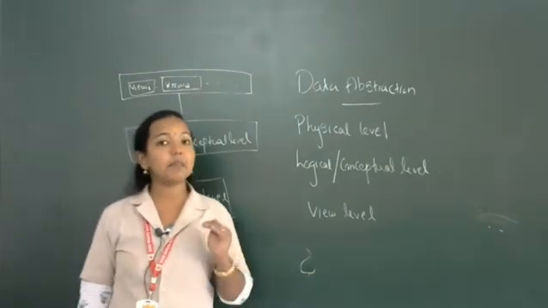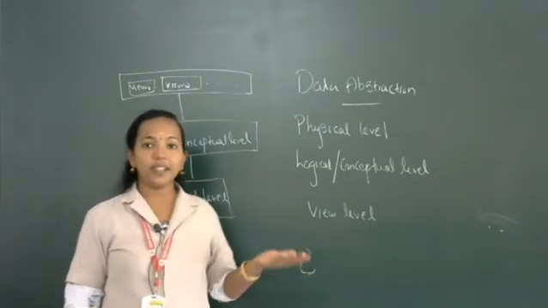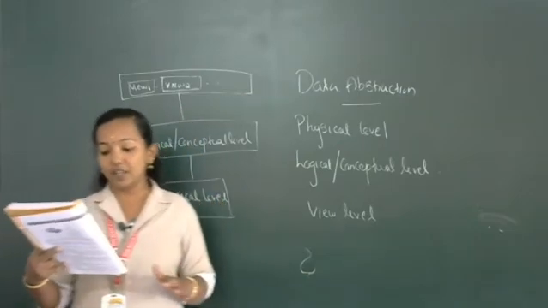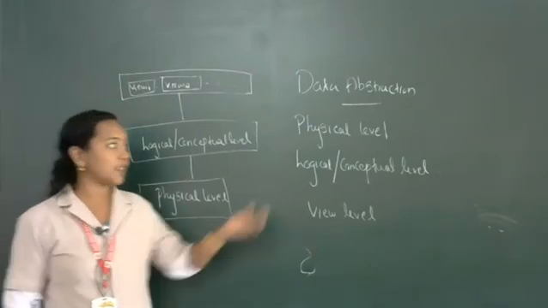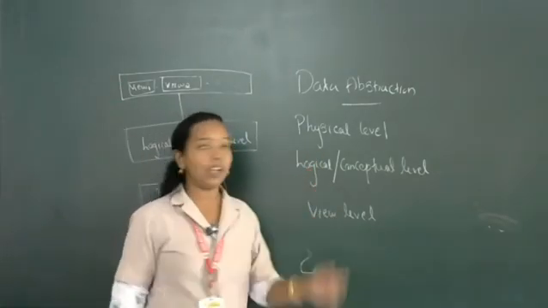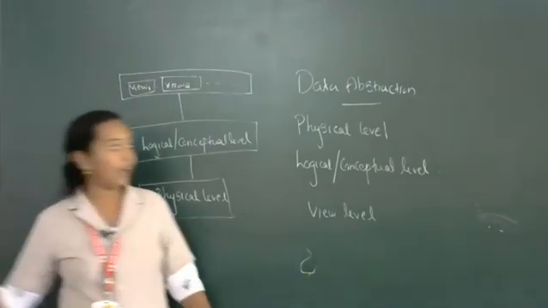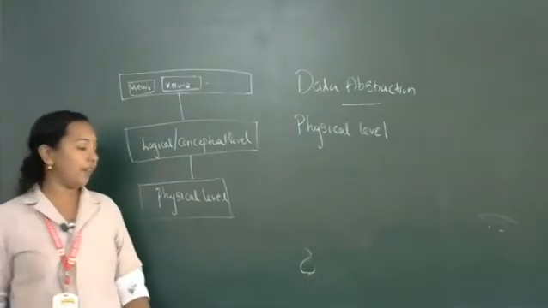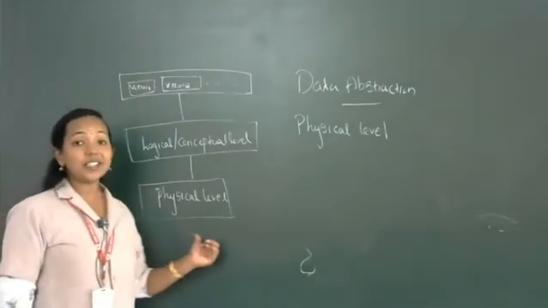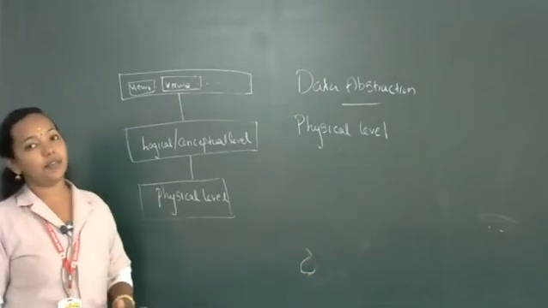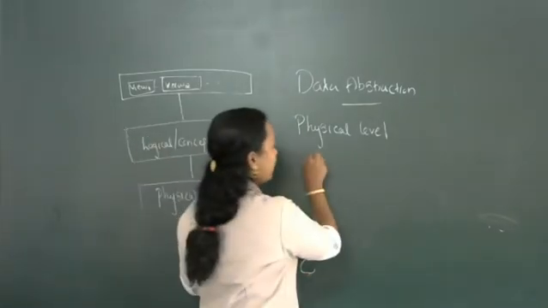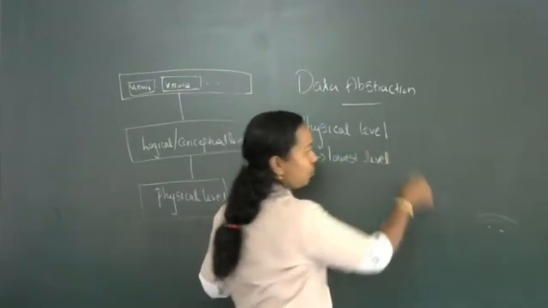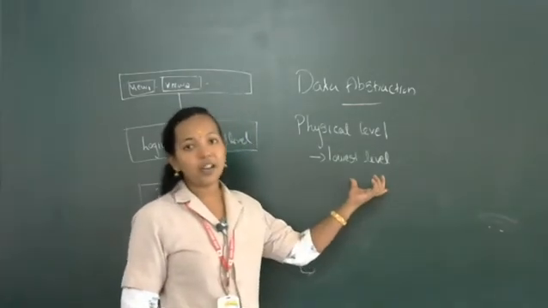So data abstraction specifies that DBMS is described in 3 levels of data abstraction. DBMS describes in which form the data is present in DBMS. That is known as data abstraction. Different levels of abstraction are present, starting with physical level, logical or conceptual level, and view level. So we will start with physical level. By this picture we can identify what is the speciality of physical level. This is known as the lowest level of data abstraction.